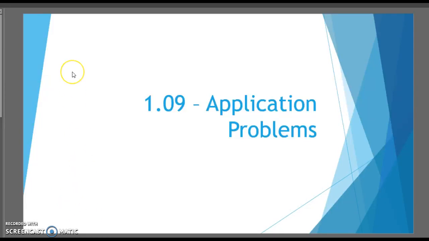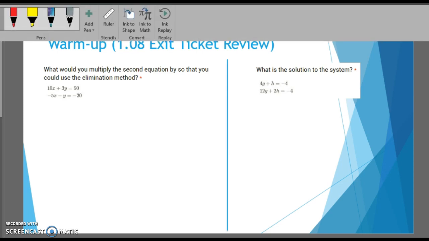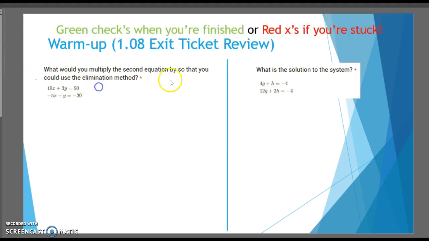Alright, here's today's lesson for section 1.09. We are talking about application problems. So our warm-up this morning is a review over the exit ticket from yesterday's lesson.